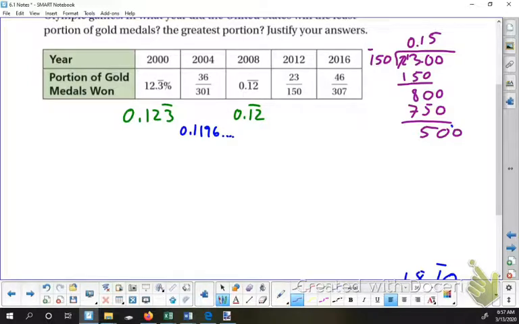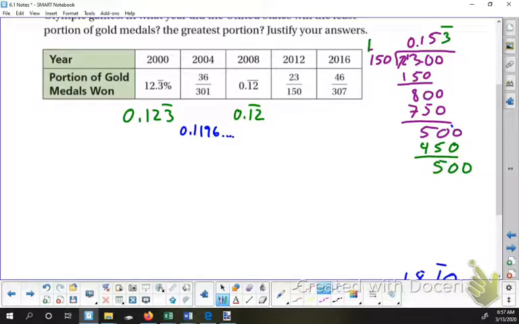Let's go with a different color so I can see what's going on. 3 times 0 is 0. 3 times 5 is 15. Carry the 1. 3 times 1 is 3 plus 1 is 4. Oh, and look at that. I got 50 again and add a 0. So I got a repeating 3 here.